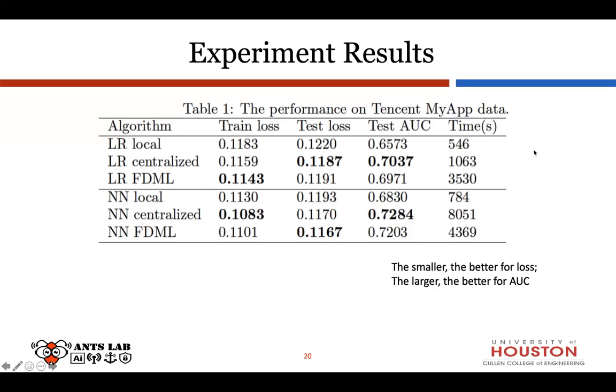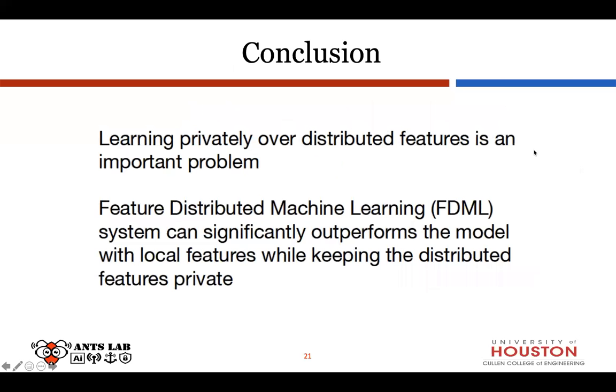Finally, I will conclude this paper. In this paper, they focus on learning privately over distributed features, and they think feature distributed machine learning is also an important problem. Their proposed FDML system can significantly outperform the model with local features while keeping the distributed features private. Also, their proposed scheme can approach the performance of the centralized approach. And that's it. Thank you.